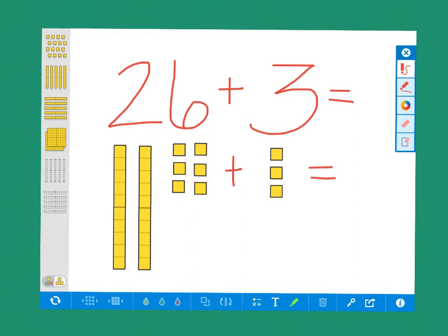So I'm going to count it up. I have 10, 20, 21, 22, 23, 24, 25, 26, 27, 28, 29. So there are 29 base 10 blocks altogether. So my answer to 26 plus 3 is 29.